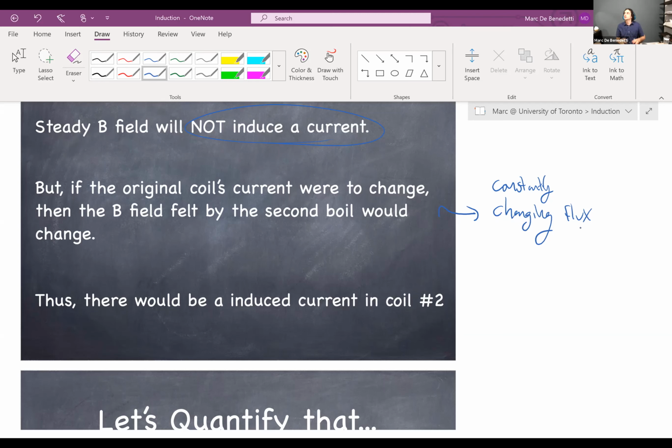Now, I remember one year I taught this class, someone raised their hand and said, well, Mark, can't you just have a battery hooked up and you just keep switching the terminals of the battery? Wouldn't that work? And I'm like, okay, yeah, technically you're right.